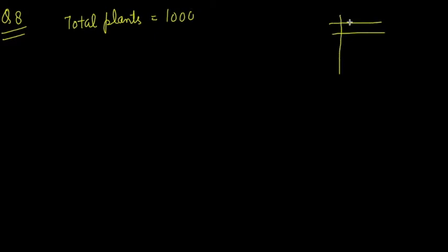So question number 8 says, a gardener has 1000 plants. So how many plants in total? A gardener has total plants how much? 1000 plants. He wants to plant these in such a way that the number of rows, which are your horizontal lines, are equal to the number of columns. So however many rows you are taking, your number of columns are also the same. So he wants to place these 1000 plants, suppose in this grid, keeping one point in mind that the number of rows should be equal to the number of columns.